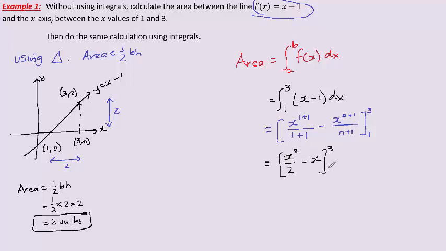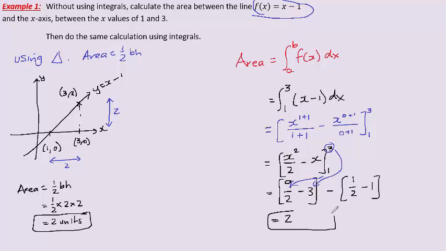between 3 and 1. And now I'm going to substitute my values, and I'll get 9 over 2 minus 3. That's substituting my 3's in, so the 3's become our x's there. And then from that I subtract, because it's a definite integral, 1 over 2 minus 1. And when I do that, I come up with an answer of 2 units as well.